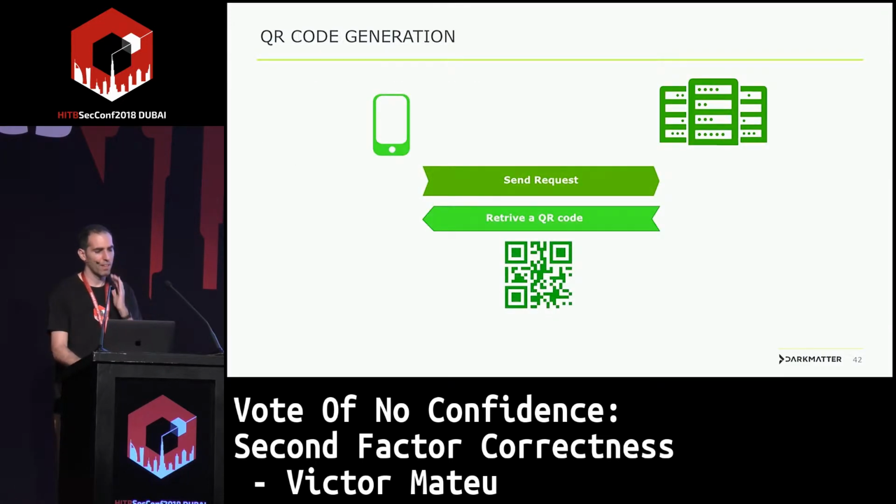So we have 3 phases. We have the QR code generation phase, in which your corrupted device sends the request, and the server replies with a QR code. Okay, so this is it.